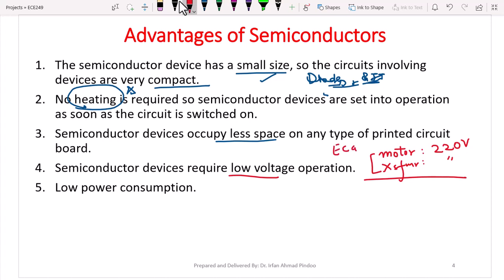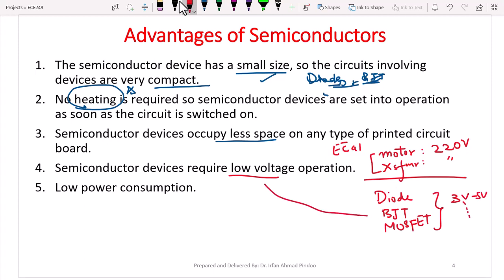While if we talk about a diode, or a BJT, these are devices that can conduct when you provide a voltage of around maybe 3 volt, 5 volt, things like that. So that is why we say that low voltage operation is required. And the last point is low power consumption.